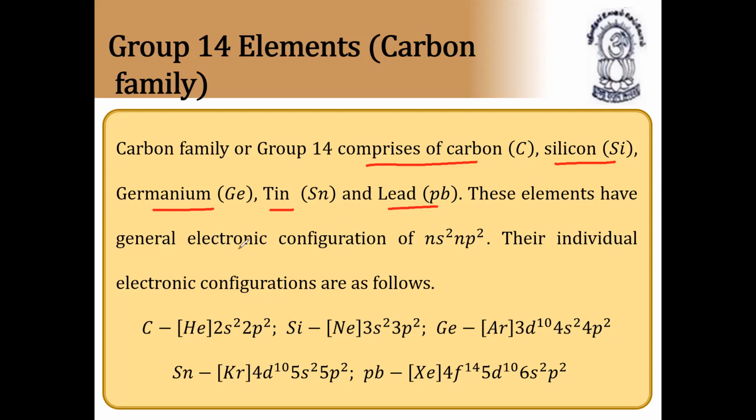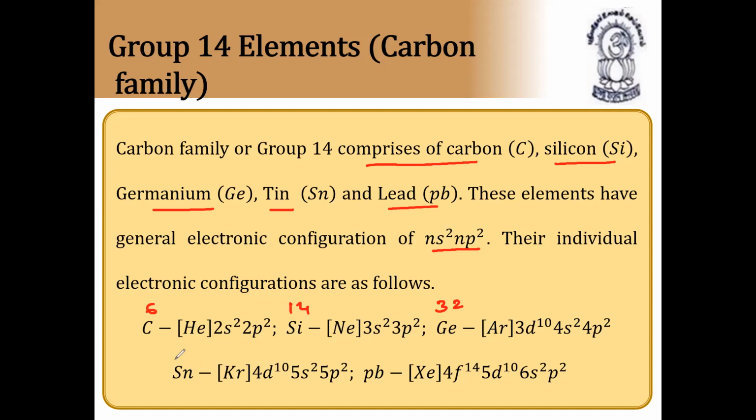These elements have the general electronic configuration of ns2 np2, two electrons in the p subshell, two electrons in the s subshell. So their individual electronic configurations are as follows. Carbon, atomic number 6, so helium 2s2 2p2. Silicon, atomic number 14, so neon 3s2 3p2. Germanium, atomic number 32, argon 3d10 4s2 4p2.